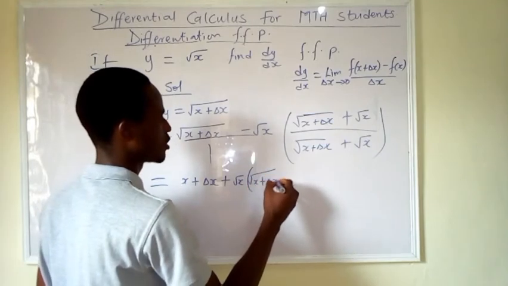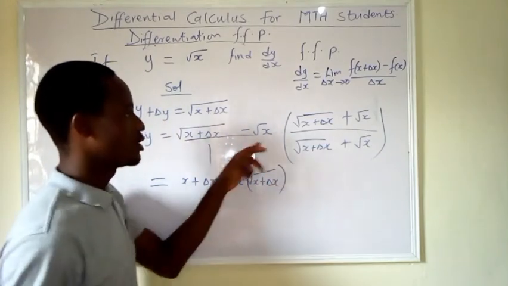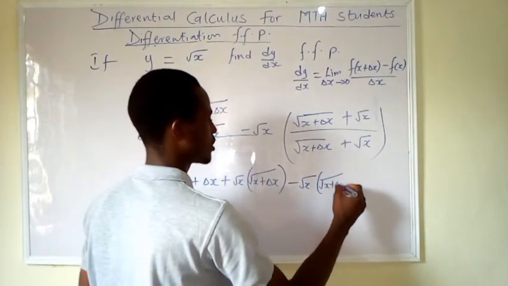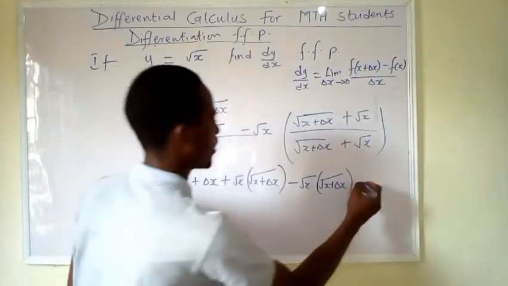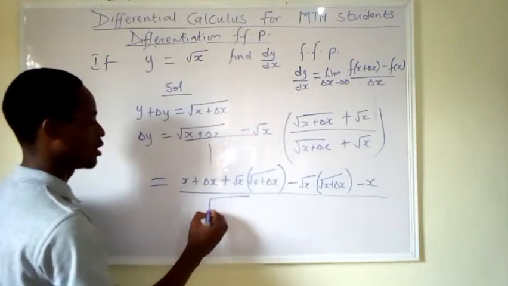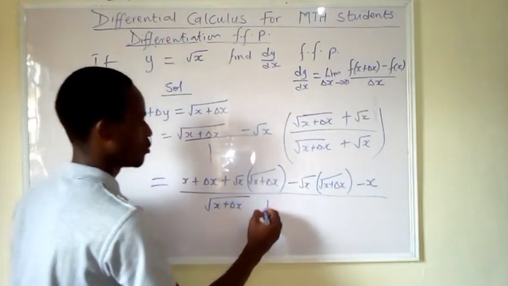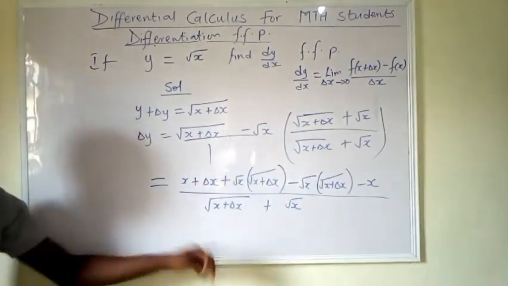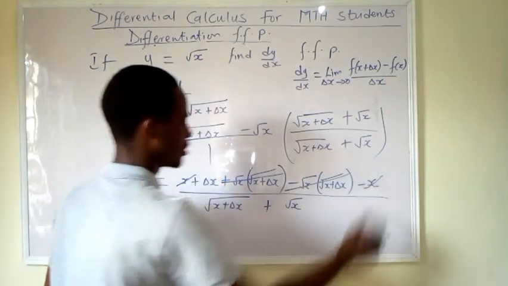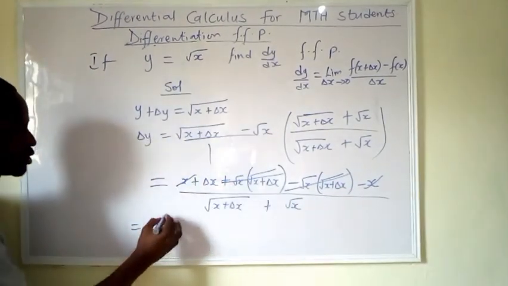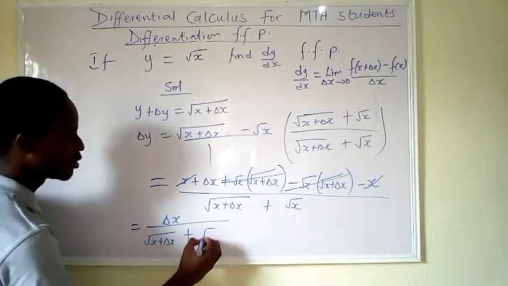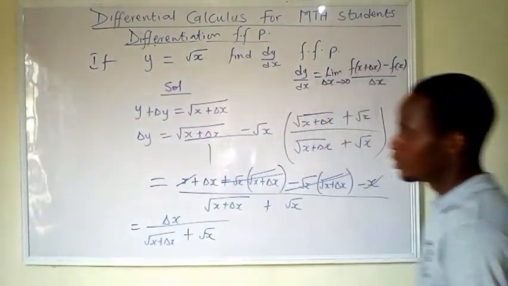Then this goes with this, I have minus root x into root of x plus change in x. Then this goes with this, I have minus x. That will be all over what is here times 1, which is root of x plus change in x plus root x. So automatically this goes with this, and at the same time this goes with this. So I will be left with change in x all over root of x plus change in x plus root x.